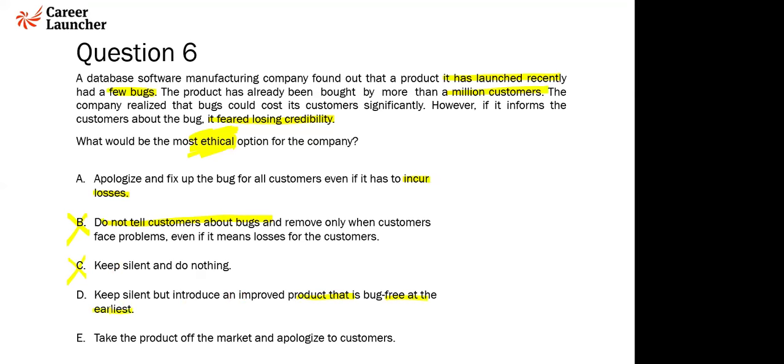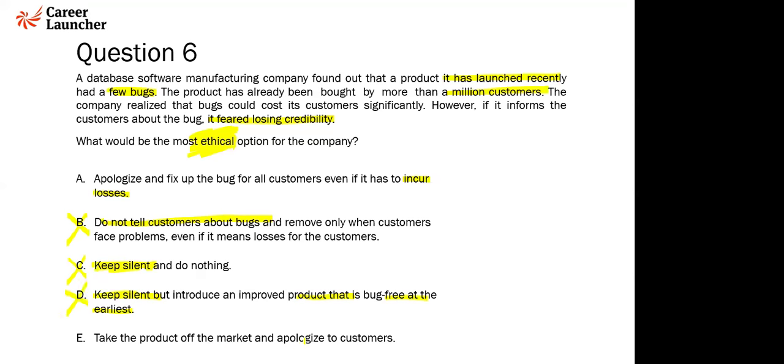What guarantee is there that the next product will be bug free? Obviously, when you launched this product, it was an assumption that it is bug free. The same thing could happen there also. Again, keeping silent is not being ethical. So being silent is not an option because you have to be ethical.